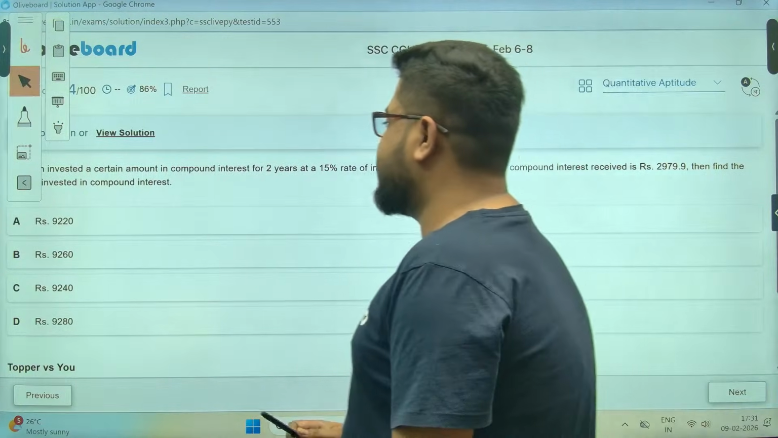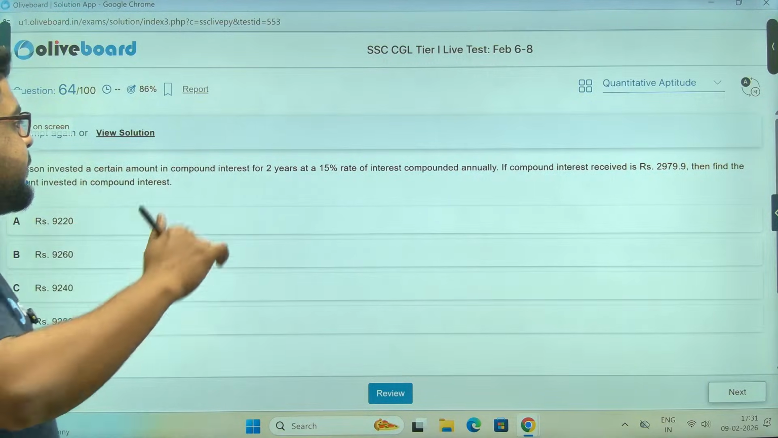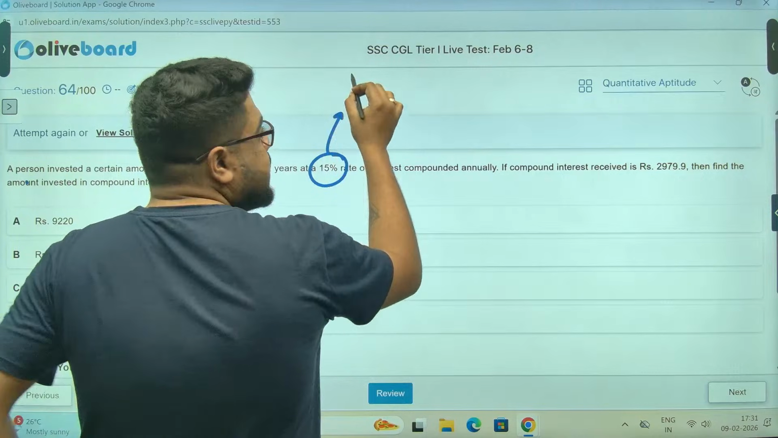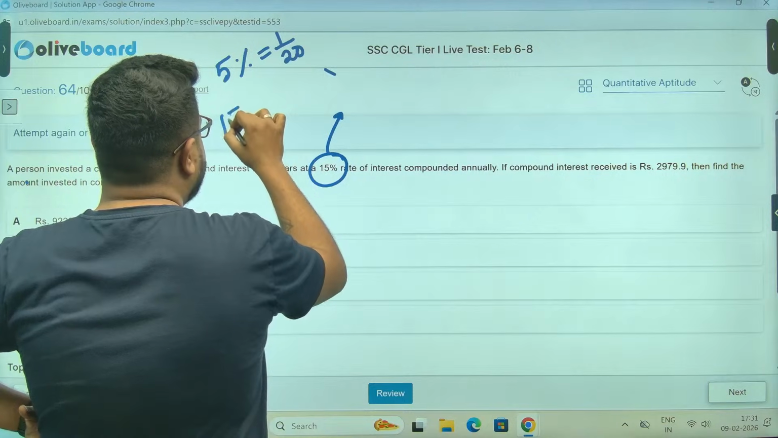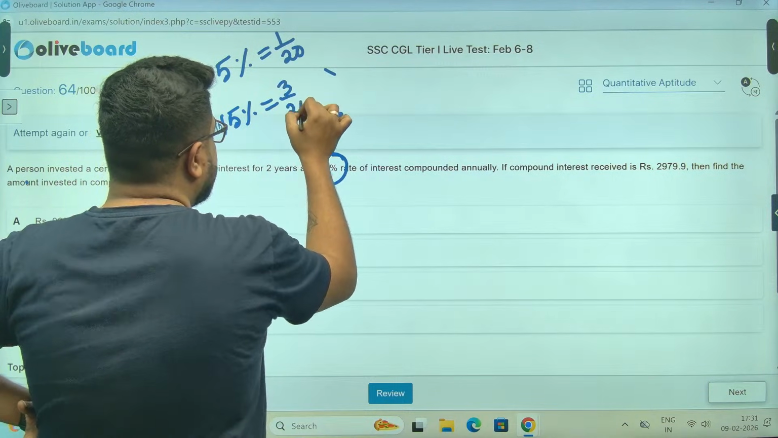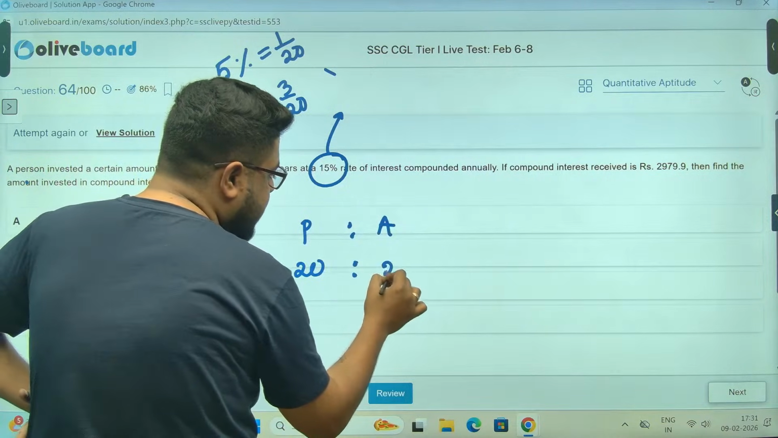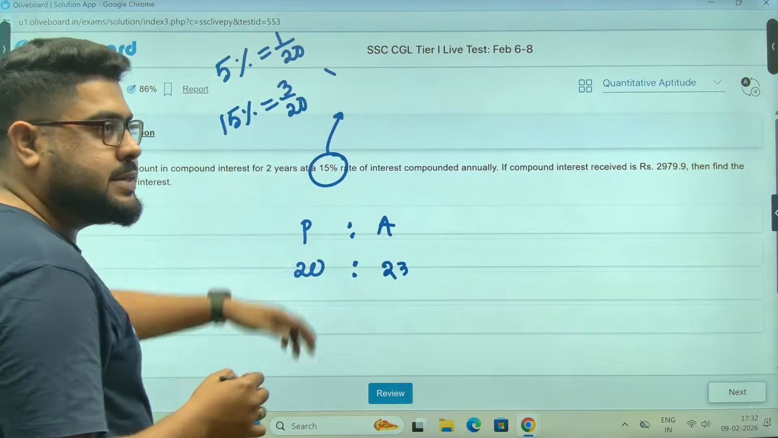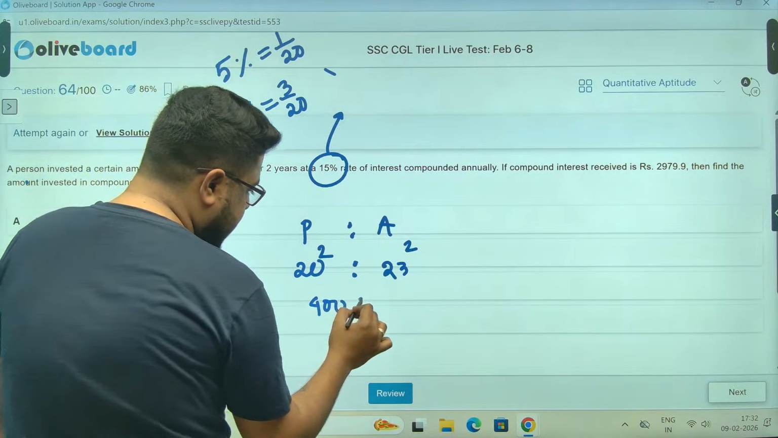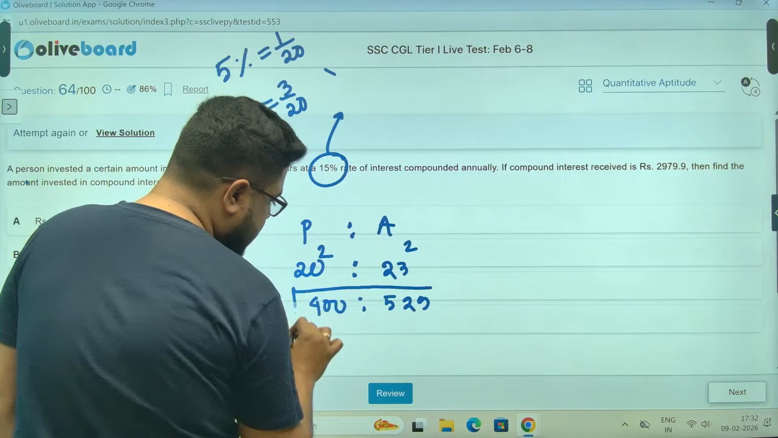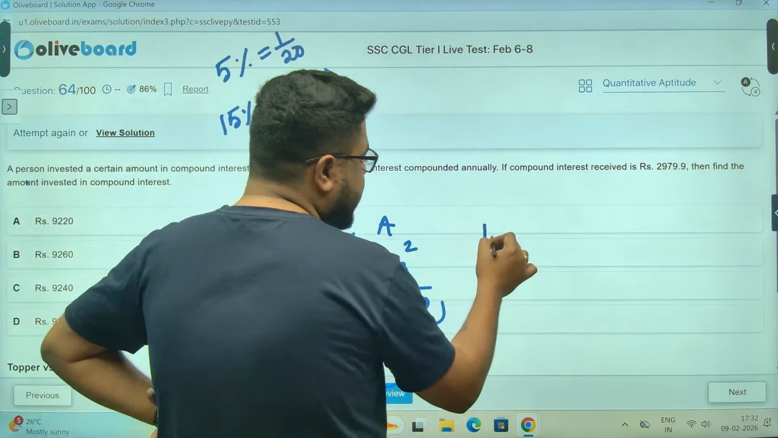Moving on, sir. Moving on. Sir, a person invested for 2 years at 15%. Meaning, sir, 5% is, I told you, 1 by 20. So 15% will be, sir, 3 by 20. So the principal to amount ratio will be 20 to 23. For how many years? 2 years, sir. That means after 2 years, this is the ratio: 400 and 529, sir. Sir, 129 rupees is the interest, sir. 129 rupees is the interest.